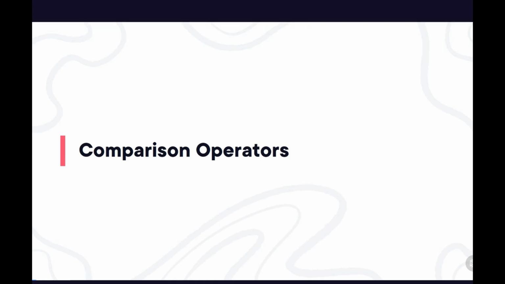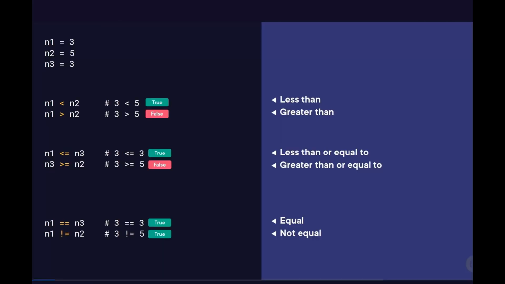Truthy and falsy values are just one way to use conditional statements. We can also use comparison operators to compare two values. A comparison operator returns a Boolean value based on the two values it compares. The less than operator checks if the value on the left is less than the value on the right. If it is, the operator will return true, like in this case, because 3 is less than 5. If this wasn't the case, the operator would return false.